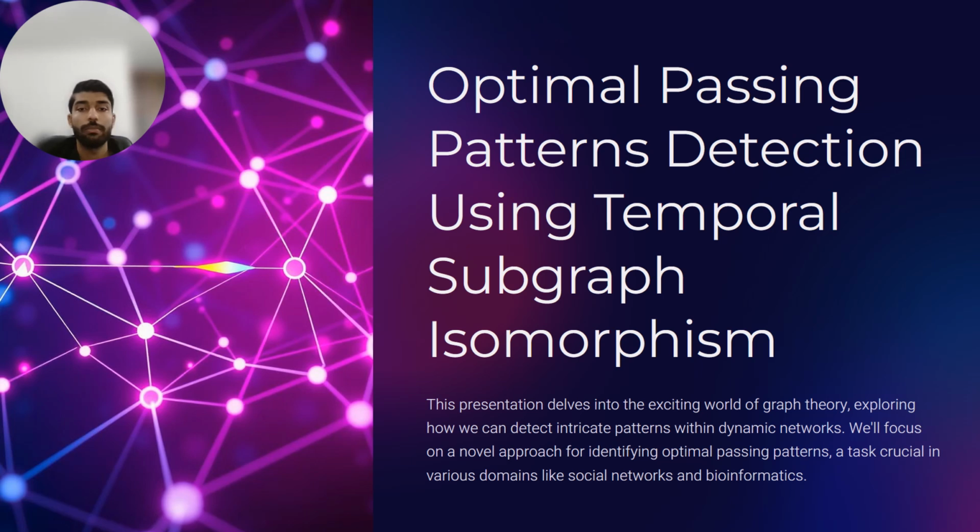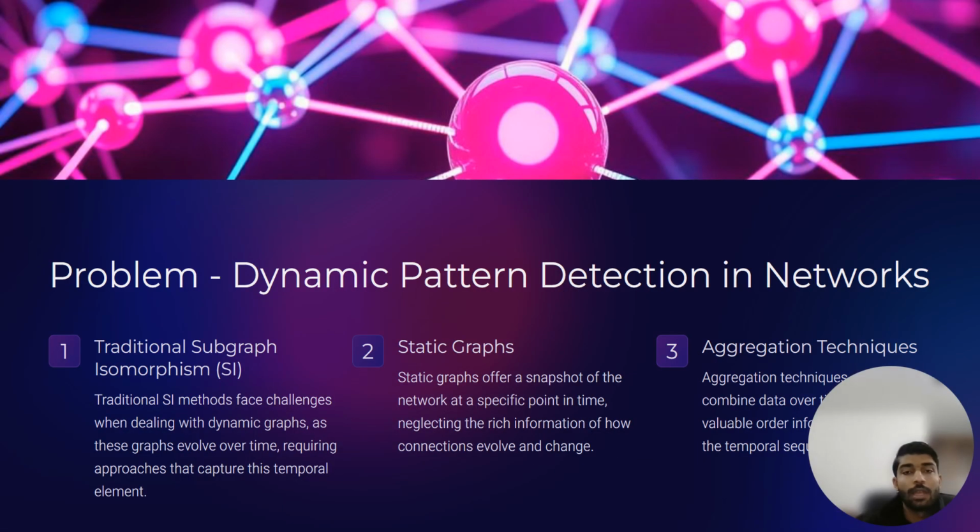For identifying optimal passing patterns using temporal subgraph isomorphism for a football team, we use the solution proposed by Oberoi and his team. In their research, Oberoi and his team address the challenges of detecting dynamic patterns within dynamic graphs through subgraph isomorphism. Dynamic graphs are used extensively to model complex systems that change over time, like social networks or biological systems. Unlike static graphs, these graphs evolve, making detection of recurring patterns within them crucial, yet computationally challenging.